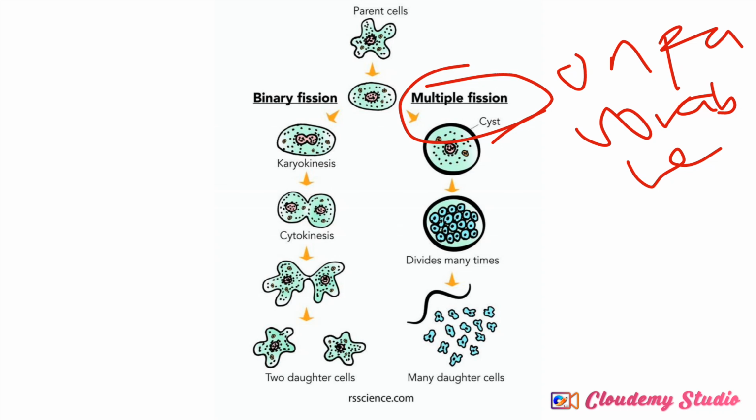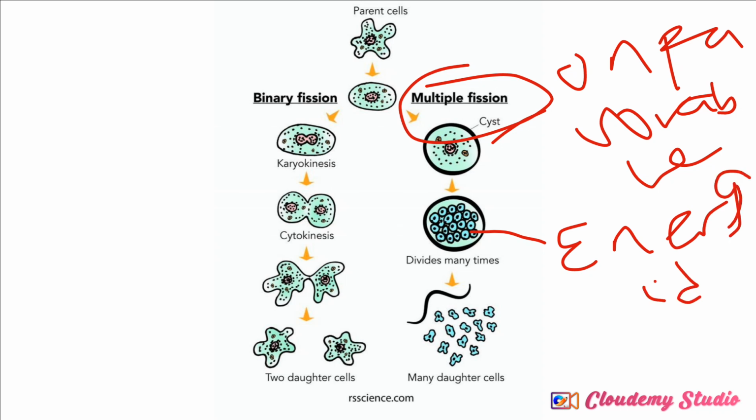Now, how do they undergo multiple fission? They keep dividing inside themselves. They keep dividing the nucleus without separating the cytoplasm. That is multiplication. Now they form what we know as energid nucleus. That is what they form. And the energid nucleus is also known as cyst. Spelled ENERGID.